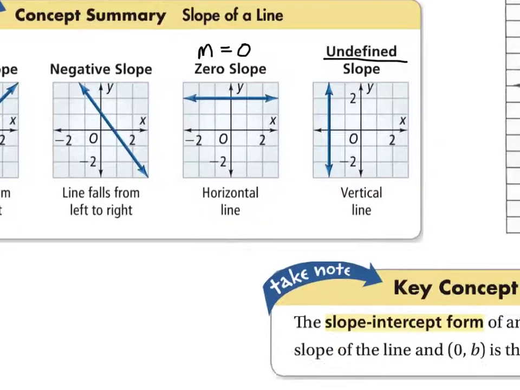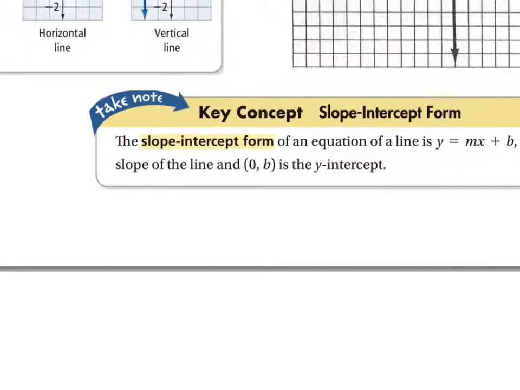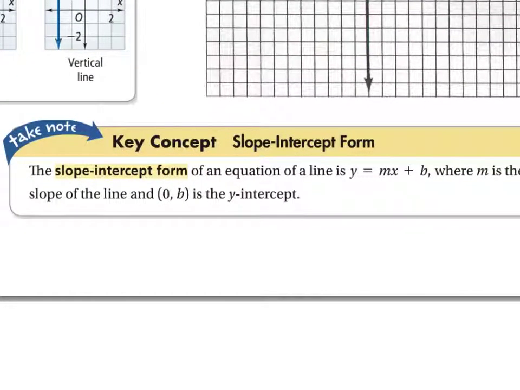So let's take a look at the big key concept for today, slope-intercept form. Slope-intercept form is right there. y equals m times x plus b. Please remember, mx means m times x. It's not together. It's not one thing. It's not mx. It's m times x.